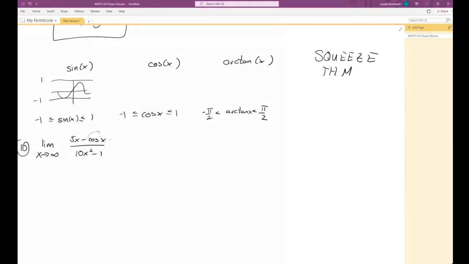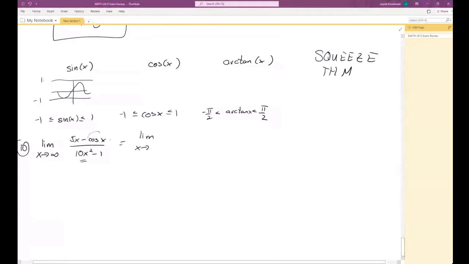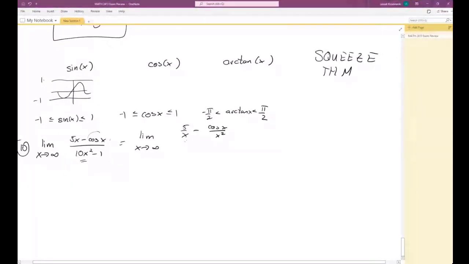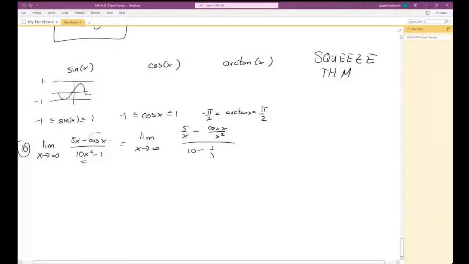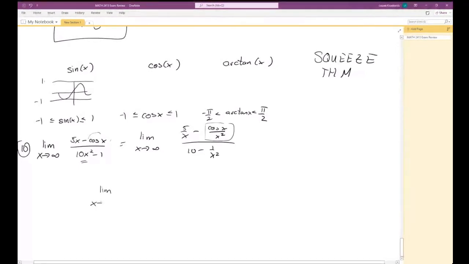So what we can do is look for the highest power of x in the denominator and divide the top and bottom by it. So you would get 5 over x, you get cosine over x squared, and that's 10 minus 1 over x squared. So dividing the top and bottom by the highest power of x gets me that expression. Okay, and the squeeze theorem here at infinity is for this guy. Do you agree? Right. So how do we compute that limit?